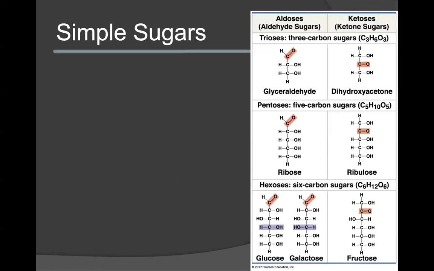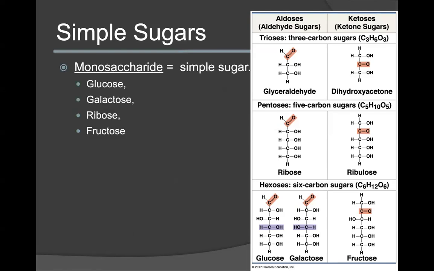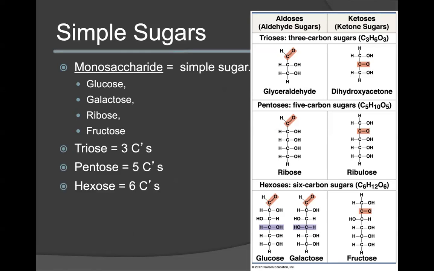So we'll start off with our first macromolecule group, the carbohydrates. Carbohydrates are built off of your simple sugars. A simple sugar is called a monosaccharide, mono meaning one sugar. Some common examples of simple sugars are glucose, galactose, ribose, and fructose. You can refer to their structures in the diagram to the right.